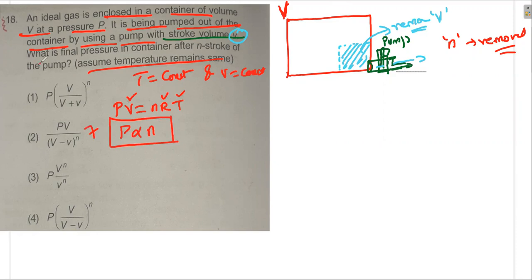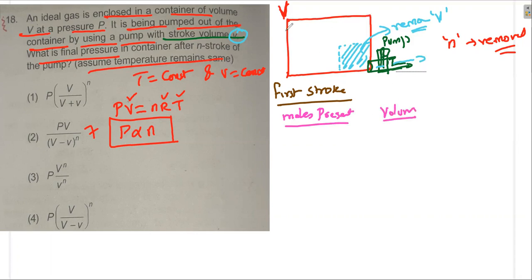We want to find the final pressure, which means I want to find the final number of moles, obviously. We can do it normally, step by step. So for the first stroke, I'm going to use the pump for the first time. Initially, I'm going to write down the number of moles present and the volume it occupies. Before the pump is turned on, the total number of moles, let it be n, occupies a volume of V.